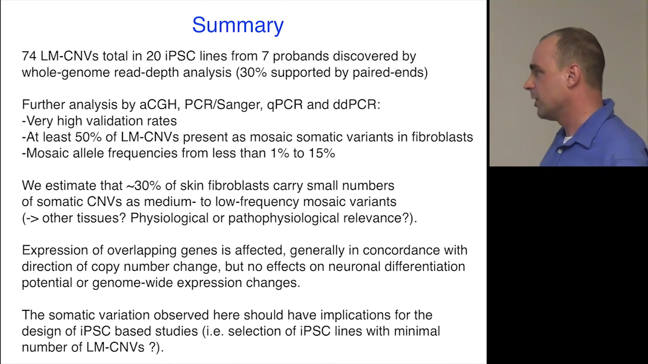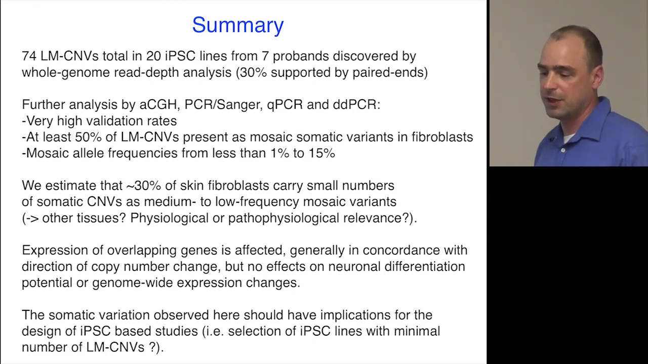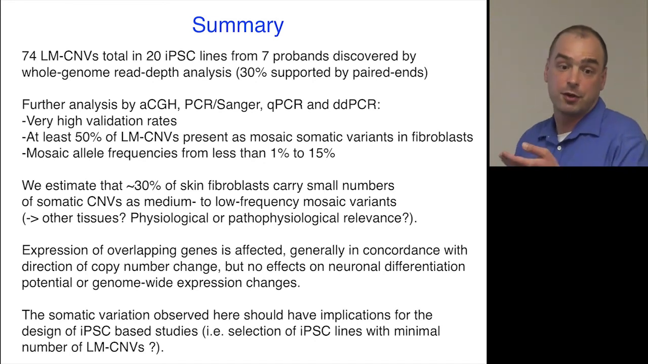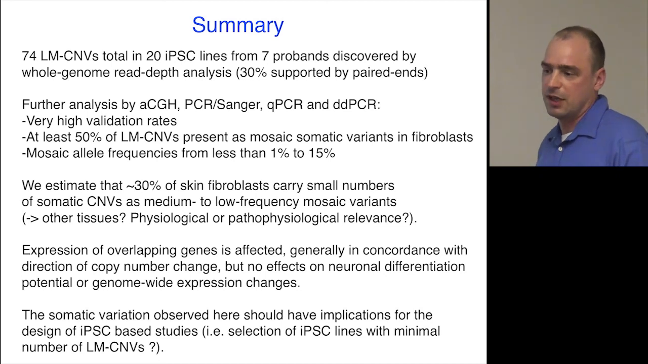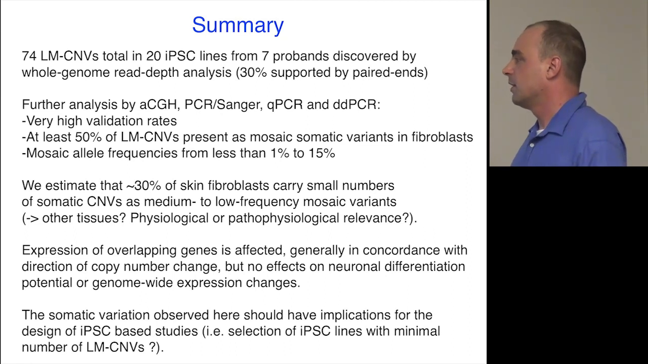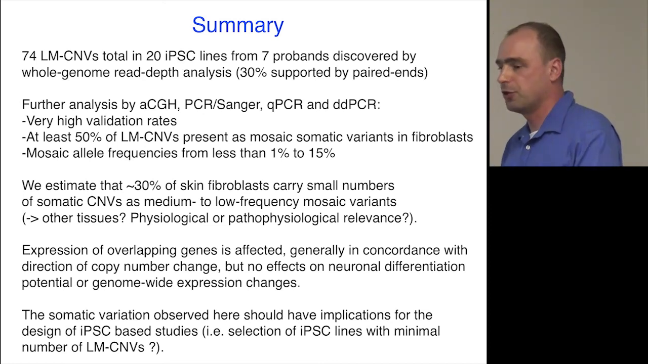What I didn't show, because I usually don't have time for it, is we also did RNA sequencing in these lines, and we looked at the expression of genes that are affected in their copy number by these LMCNVs, and it is affected generally in concordance with the direction of the copy number change, as you would think, although it's interesting that it's not always the case. I mean, sometimes you have a deletion and the gene in that deletion will actually go up in its expression and vice versa. But that's the minority, I would say, maybe less than 10% of the cases. Usually a deletion leads to a drop in expression level. However, we didn't see genome-wide expression changes, so no dramatic network effects, which is comforting, of course, if you want to use these iPS lines for really the disease study that you had in mind.